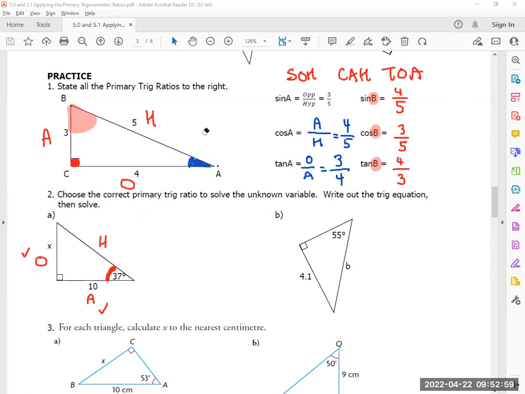So let's set it up. Tangent of my angle, 37 degrees, equals opposite over adjacent, which is the same as saying x over 10.